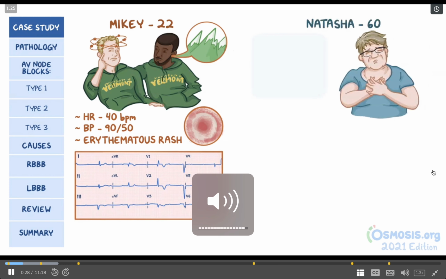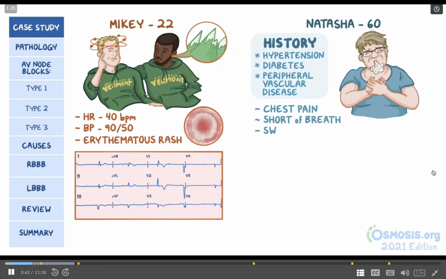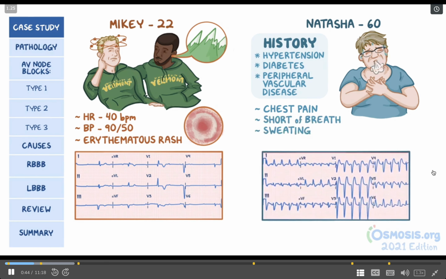Natasha is a 60-year-old female with chronic hypertension, diabetes, and peripheral vascular disease who comes to the emergency room complaining of sudden onset, squeezing, retrosternal chest pain accompanied by shortness of breath and sweating. Her ECG is as follows. On laboratory evaluation, her troponin levels are significantly elevated.